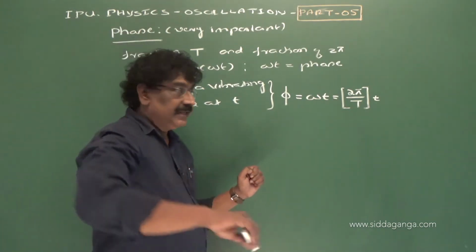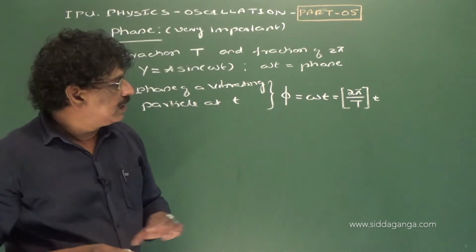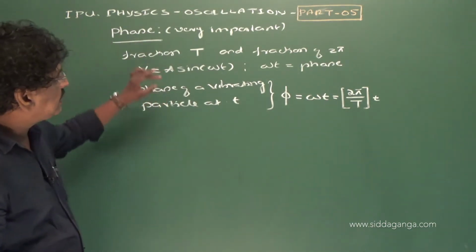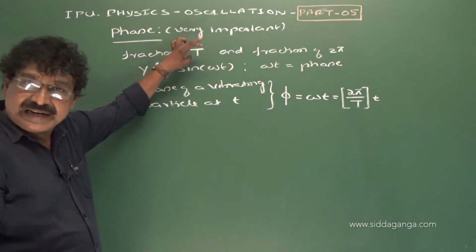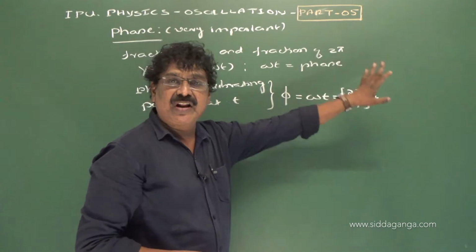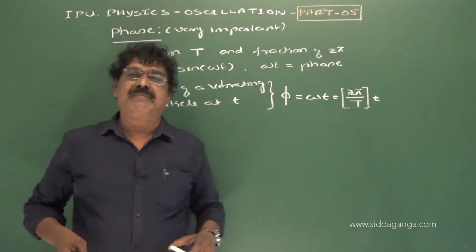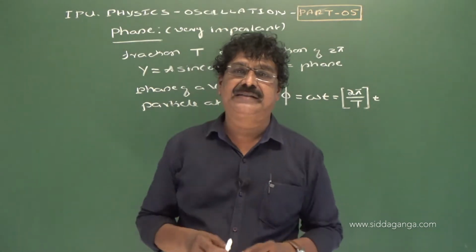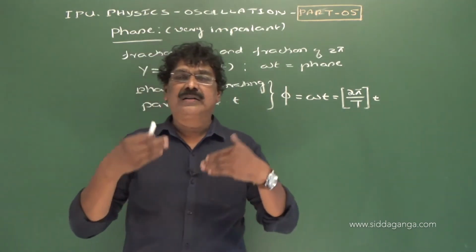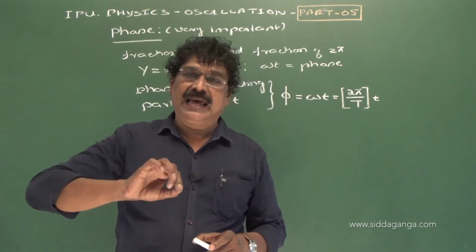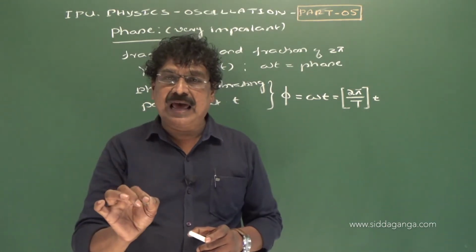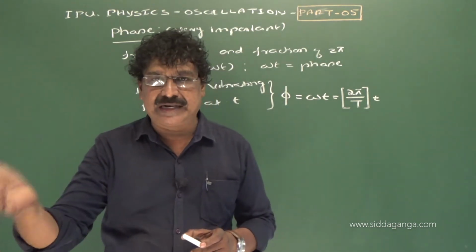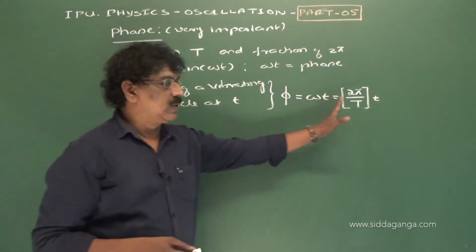So this expression involves both 2 pi and T. Phase can be expressed as a fraction of the time period T or as a fraction of 2 pi. Now the phase of a vibrating particle at any instant of time is defined as the fraction of the time period or the fraction of the angle 2 pi that has elapsed since the particle crossed its mean position in the positive direction. So the phase phi is equal to omega t.